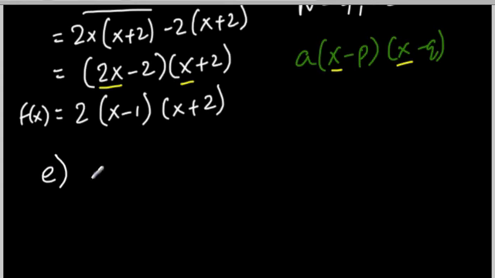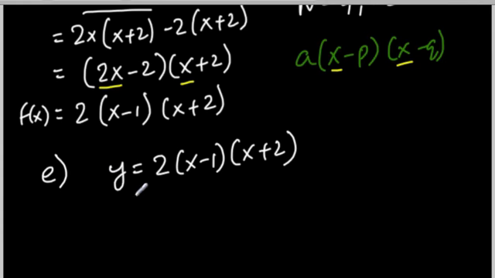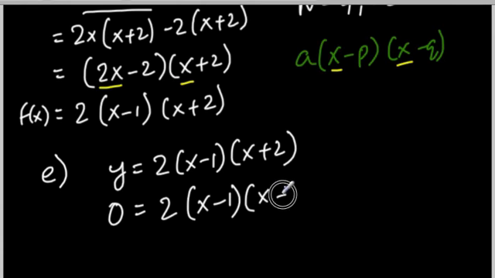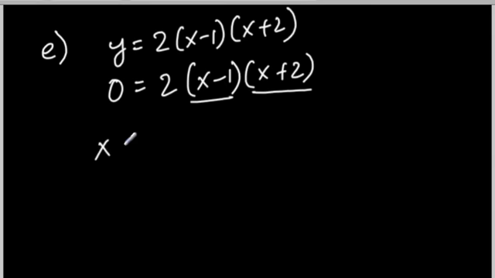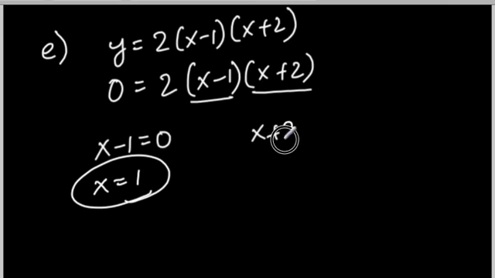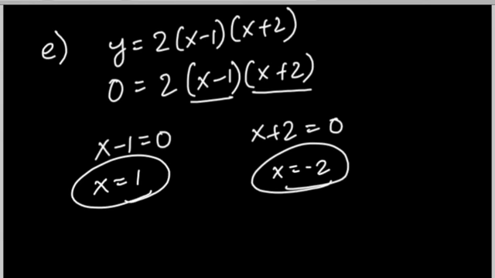Okay, let's do E. E says to find the x-intercepts. So y is equal to 2, x minus 1, x plus 2. If you want to find the x-intercepts, that just means that y is equal to 0. So 2, x minus 1, x plus 2. If you divide by 2, you'll basically get 0 is equal to this. So you can really just set each of these to 0. So it'll be x minus 1 equals 0, so x equals 1. And then you do x plus 2 equals 0, so x equals negative 2. And that's the solution for the x-intercepts.